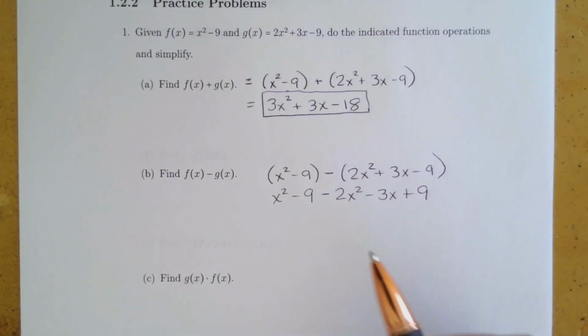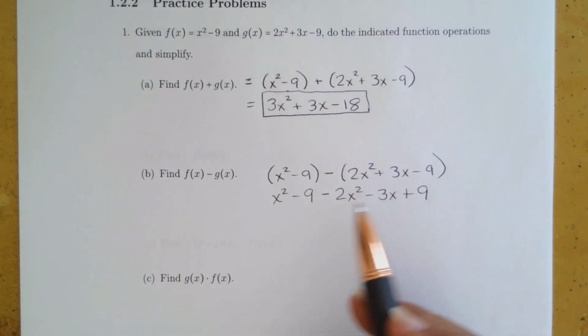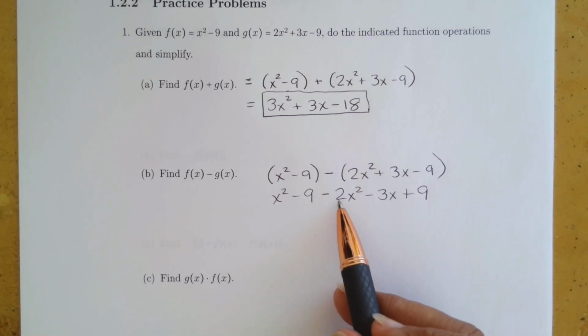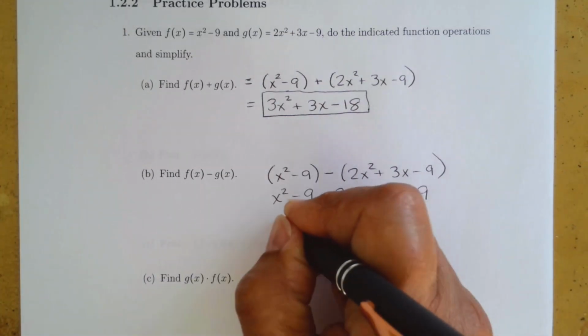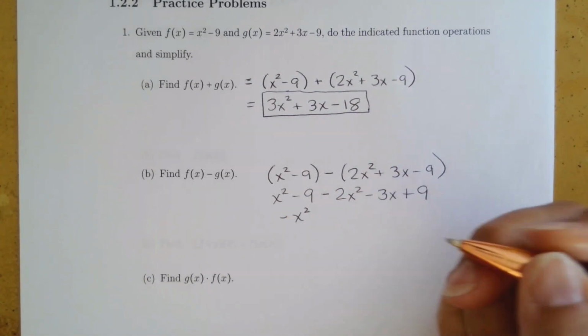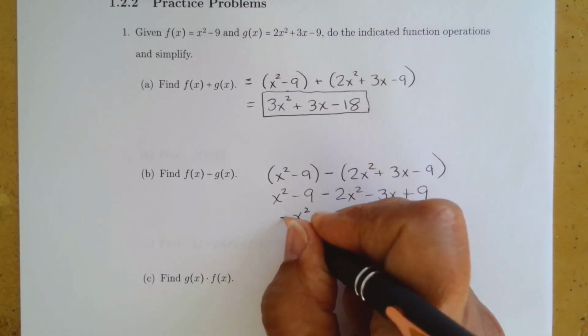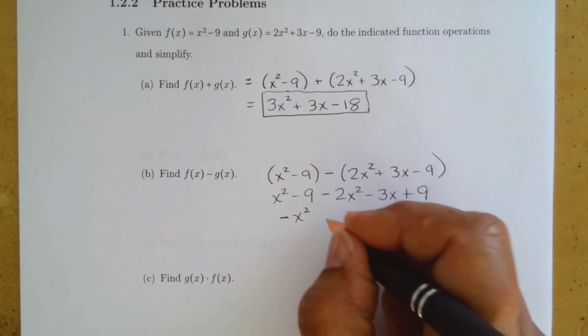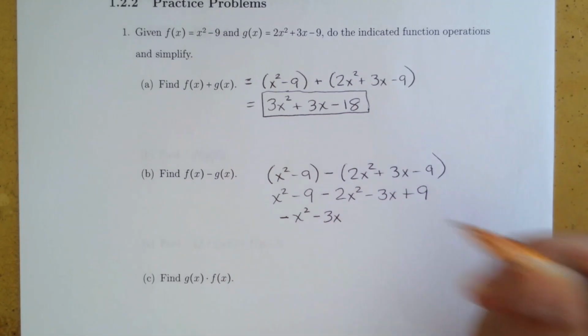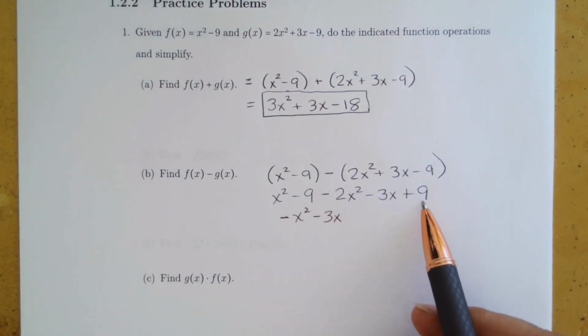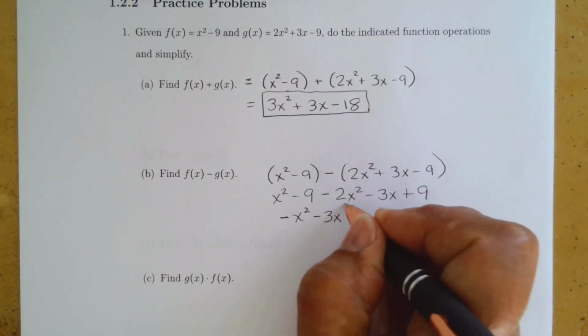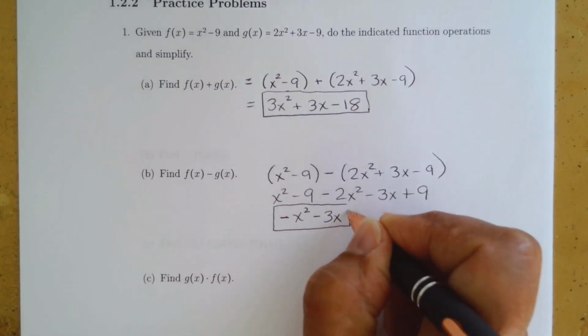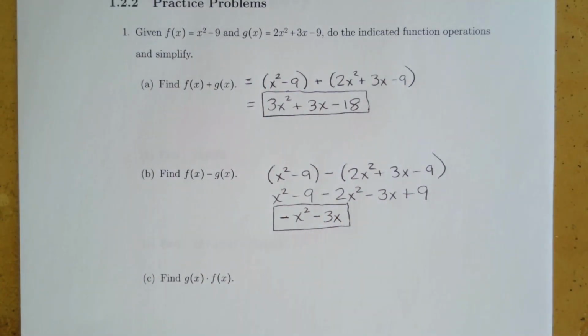Now if we look at adding like terms, we have x squared minus 2x squared. That's negative x squared, or negative 1x squared, so I don't need the 1, but you could put it. Then you've got that minus 3x, and now you've got a negative 9 and a positive 9, which is actually 0. So the numbers are gone, so there's your answer.